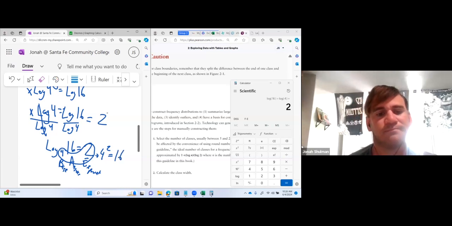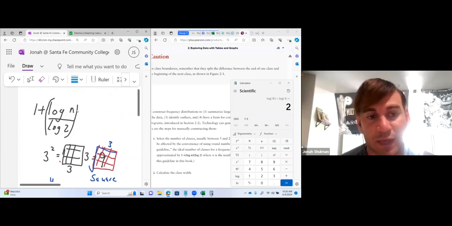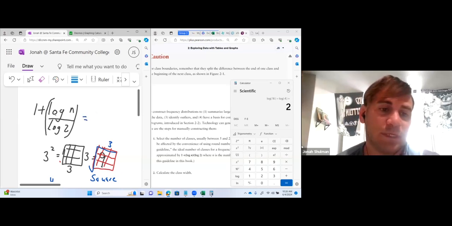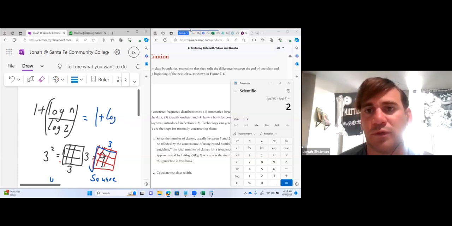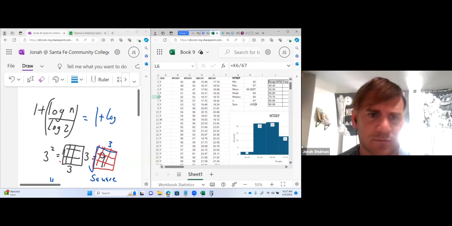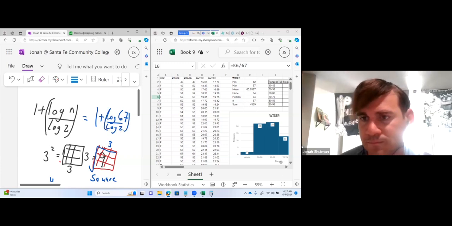Now we have all the pieces. Because they could put an x here, they could put an x here, they could put an x here. So what was the crazy equation they gave you? It's log of n, so your total, divided by log of 2, plus 1. So we can make an example. Let's use the one that we had before. Our n is 67. Let's just see what it is.